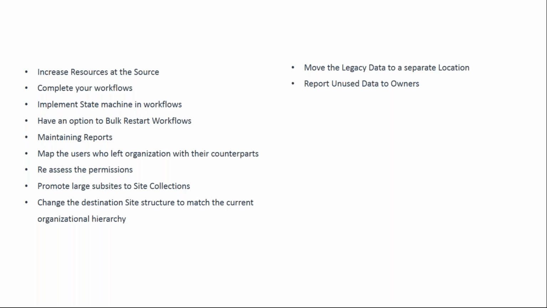Map the users who left the organization with their counterparts. Over the years, a lot of users and employees would have left the organization. Now, this is a good time for the data that they created, modified, or owned to be given to their counterparts, the people who have replaced them. In case there is no replacement or no mapping, you could form a team or a special admin who is the owner of all the orphan data.